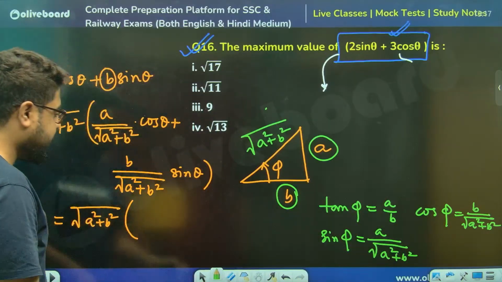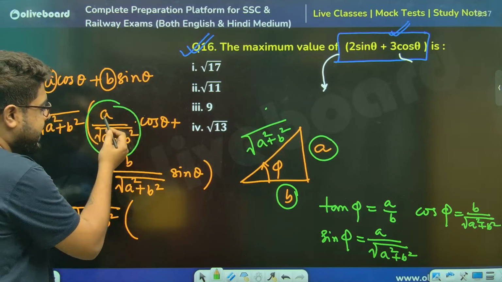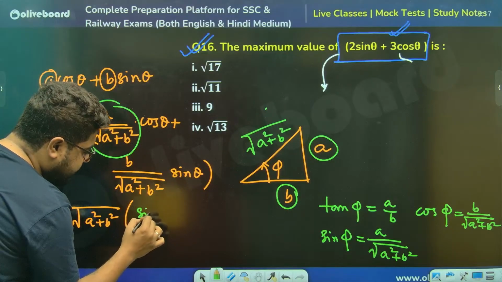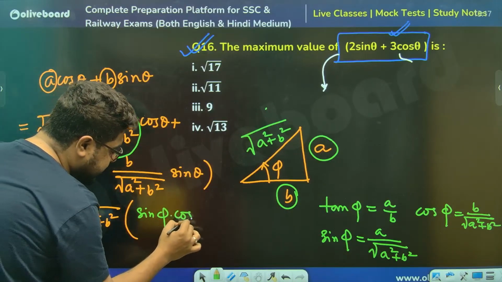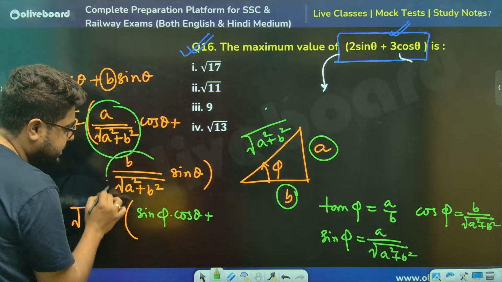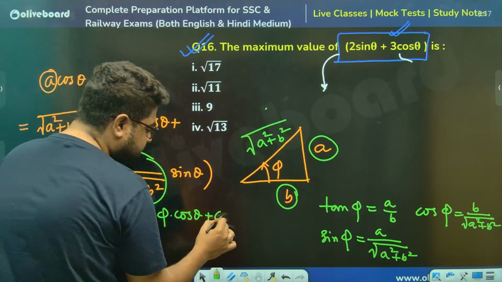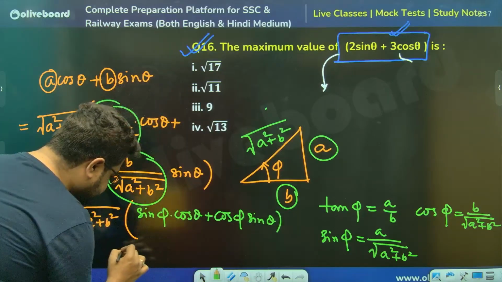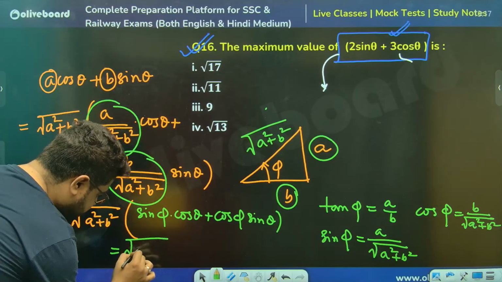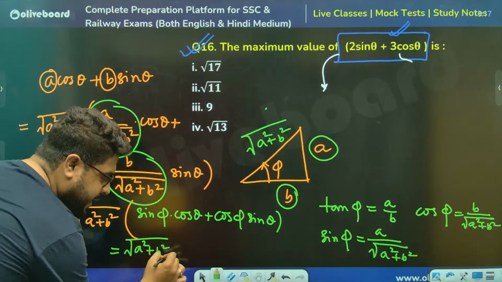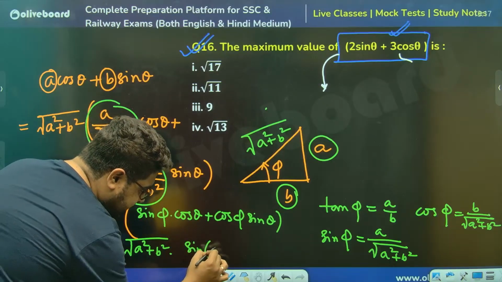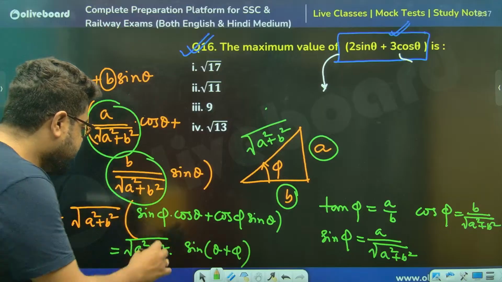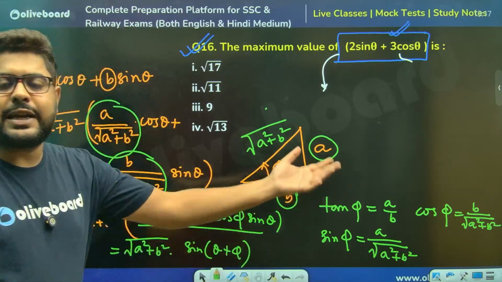So this thing will be A by root over of this, that will be sin phi. So sin phi into cos theta, and this will be cos phi, so cos phi into sine theta. Ultimately we get root over of A square plus B square into sine of theta plus phi. Some might say phi plus theta, some might write this as cos of theta minus phi.